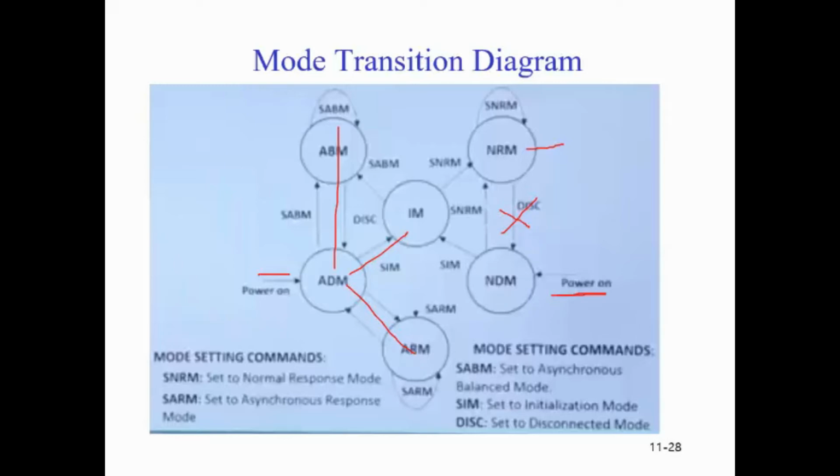Similarly, ADM is a disconnected mode. A station can move to ABN and ARM, and based on the conditions, the abbreviation mode settings are defined below. So the diagram in the middle shows the setting of different modes and their transition to other modes, and their forms are given below too.